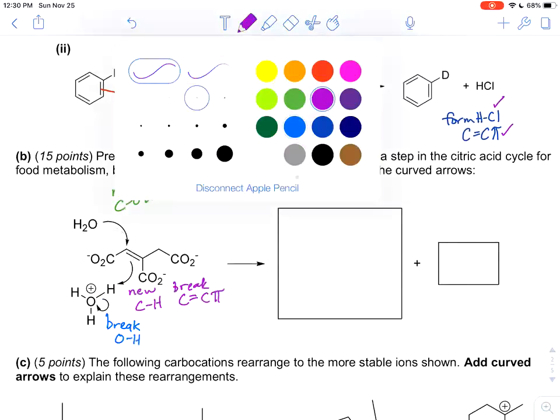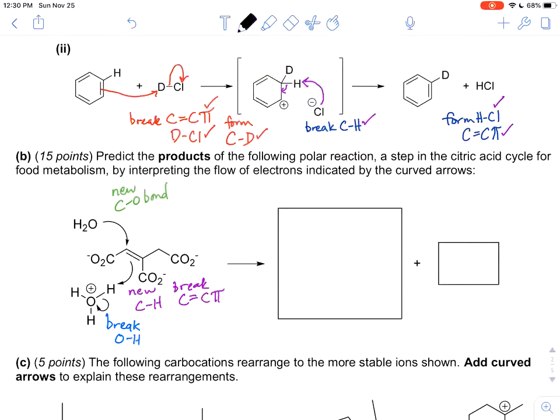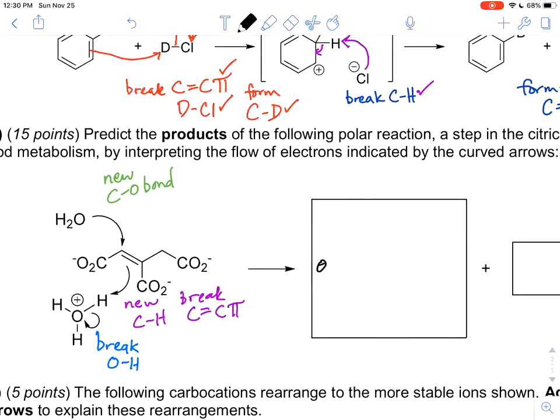I'm going to start in this next box by drawing all of the stuff that shouldn't change. And by that, I mean, I'm going to keep all of these carboxylate groups, all of this carbon chain here, all exactly the same. Those guys didn't go anywhere.